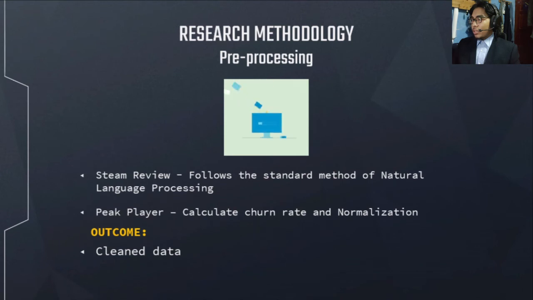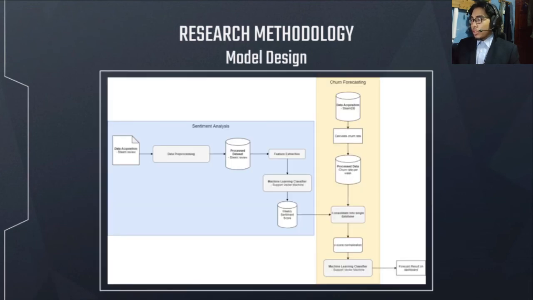And next is the preprocessing. For the textual data, it can be preprocessed by following the standard methods of natural language preprocessing techniques, whereas calculating churn rate and normalization is done for the peak player data. Both will be done using Python, and clean data can be obtained. Moving to model design, this research proposed two models, which are sentiment analysis and churn forecast. A dashboard is also to be designed for visualization purposes. The two models are combined.